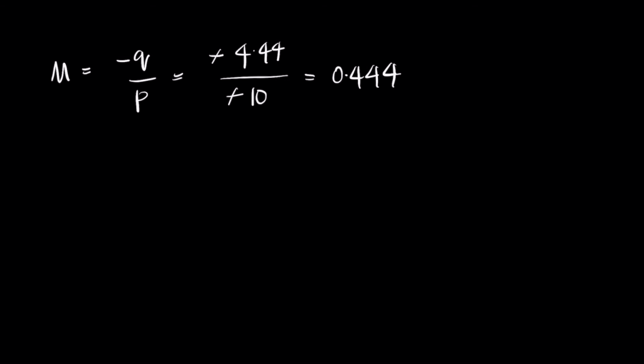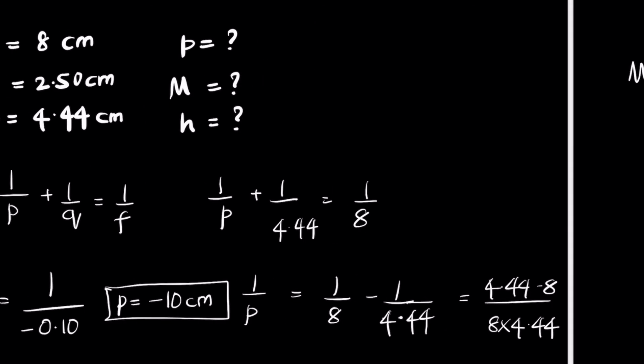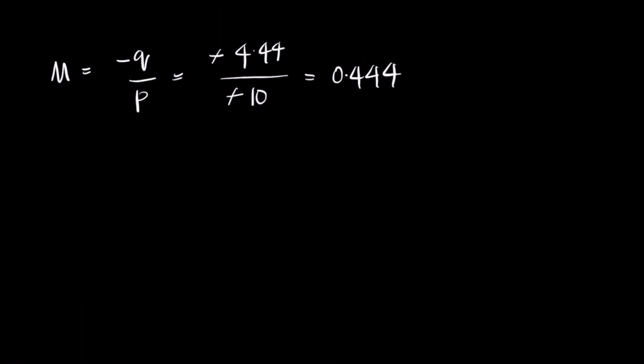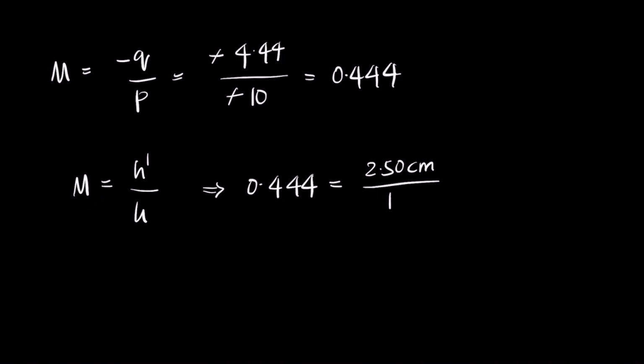Now we want to find the height of the actual erect image. But they have given us H dash, so they asked us to find H. Now we know M. We can also use another formula, which is H dash by H, the height of the image by the height of the object. So M is 0.444, the height of the image is 2.50 centimeters, and the height of the object is H. So H becomes 2.50 centimeters by 0.444.